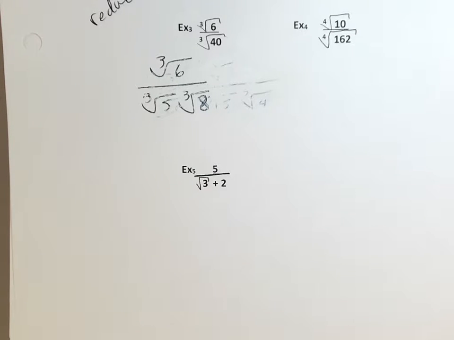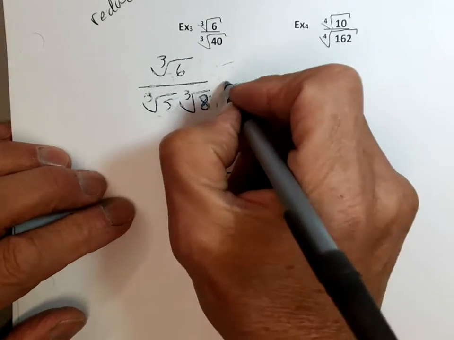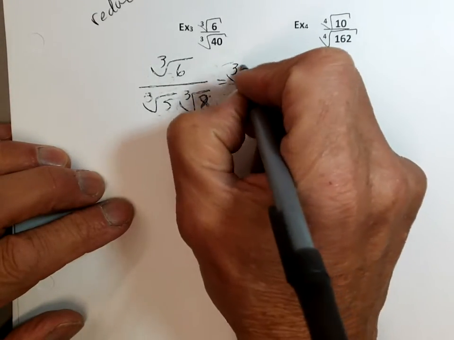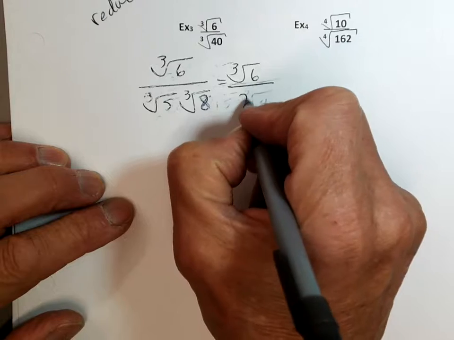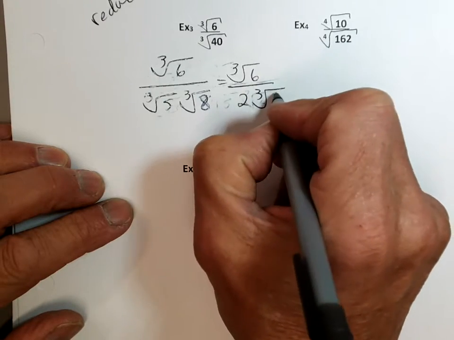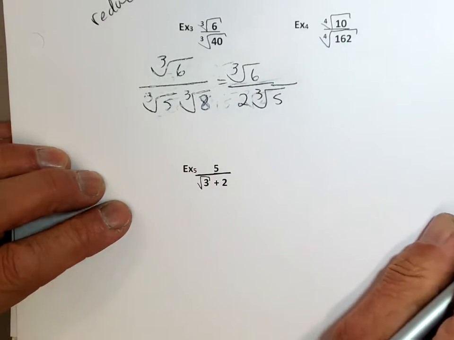Okay, cube root of 8. Cube root of 8 is what? 2. So we got something. You guys agree? I got 2. Okay. Seem easier, Seth, now? So let's change that to a cube root of 6 over 2 times the cube root of 5. Okay, how am I doing? Is that better?